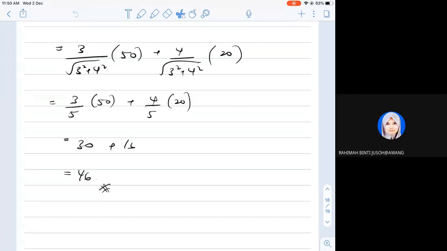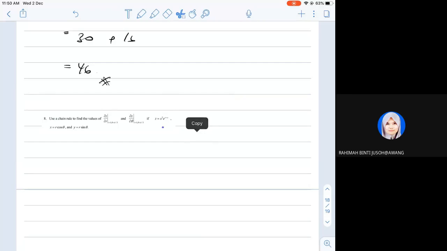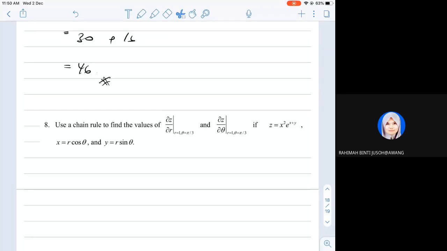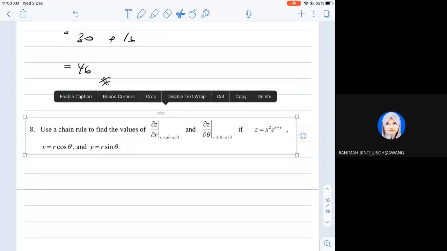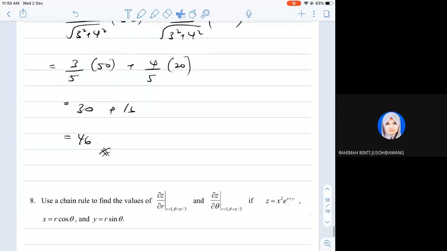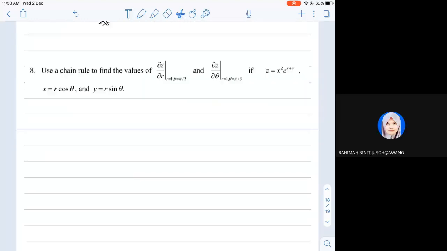Next, the last question, question number 8. Question number 7 was quite easy. Question number 8 is a bit challenging because the variable is theta. Do you understand, guys, the previous question, question number 6? Yes. Good, well done. All right, next, question number 8.